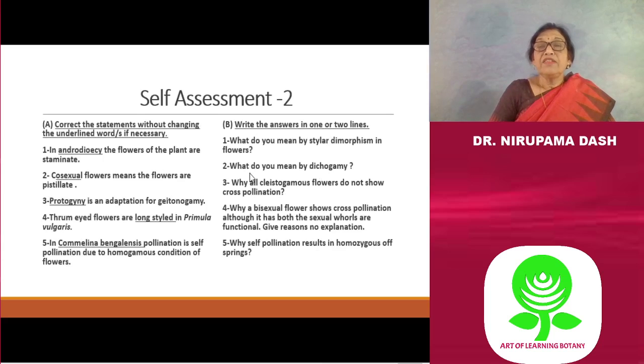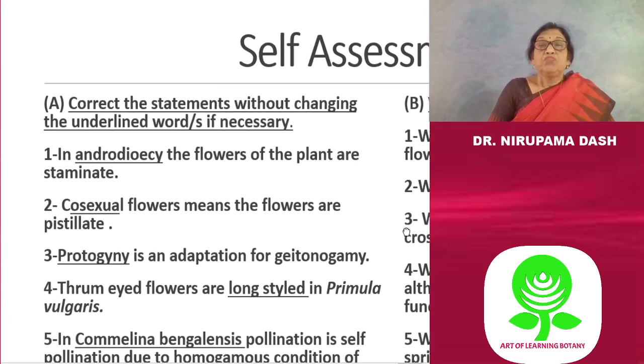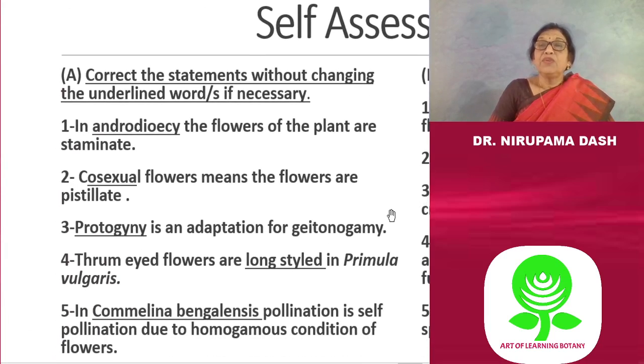Then coming to the next assessment, let us see the questions here. Correct the statements without changing the underlined words if necessary. In Androecium, the flowers of the plants are staminate. Correct answer: in Androecium, the flowers are staminate and also some are bisexual. Second question: co-sexual flowers means the flowers are pistillate. Co-sexual flowers means the flowers are bisexual or hermaphrodite.